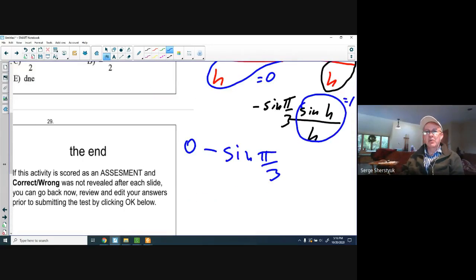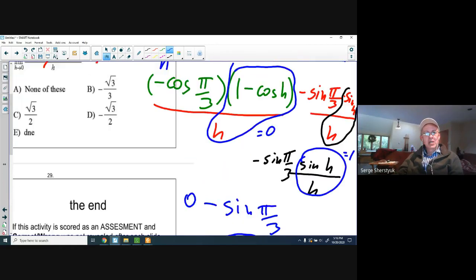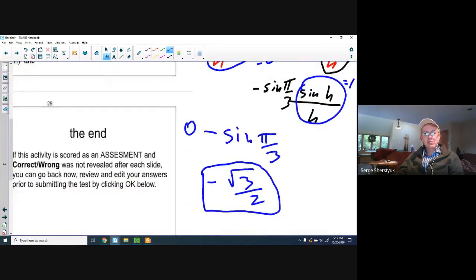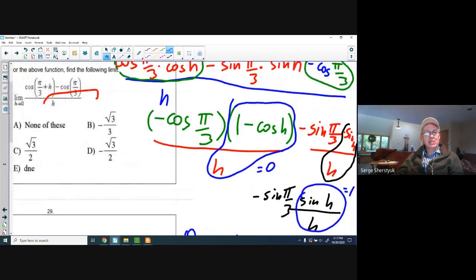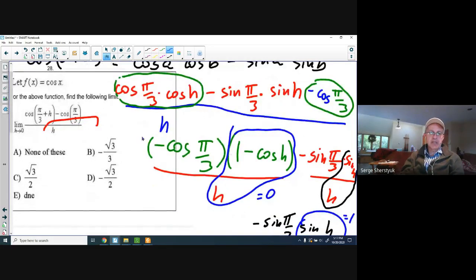Let's try to remember, sine of pi over 3. Well, pi over 3 is 60 degrees, right? So this is negative square root of 3 divided by 2. This is what I think the answer is. Hopefully it's there, so I'll just verify that. So it looks like it's D. That's what I'm getting. I think it's D.